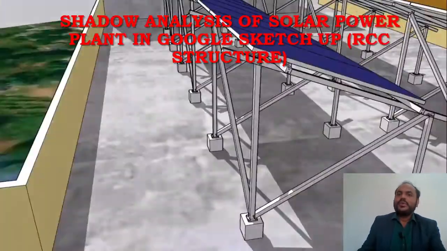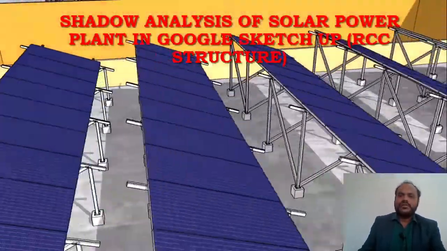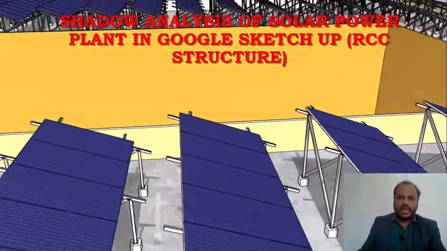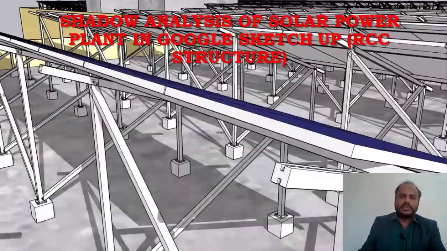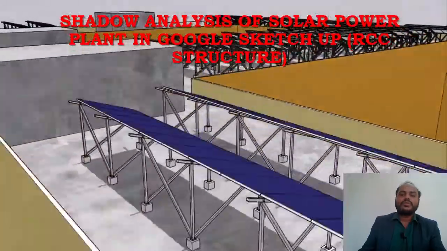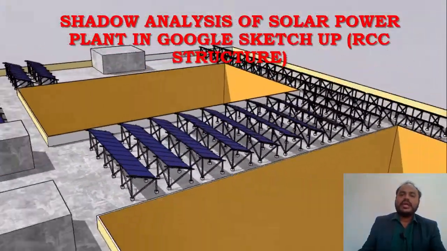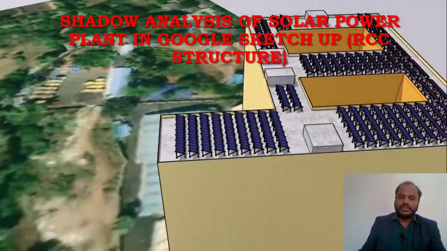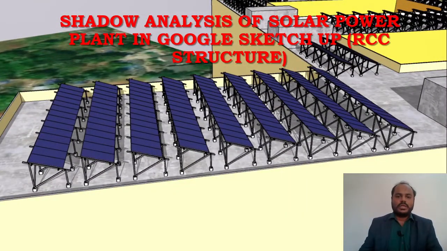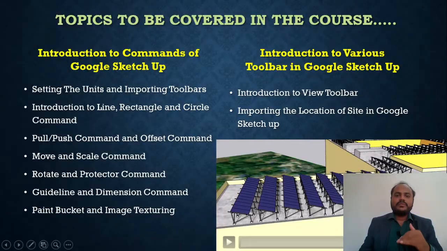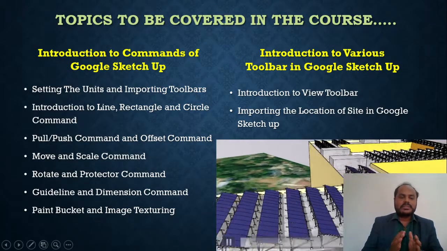So in this course, we're going to talk about the RCC structure, how we are able to construct the RCC structure according to the solar power plant which we are developing over here. Over that, we're going to mount the solar mounting structures, and over that, we're going to mount the solar panels actually. And we're going to talk about how we can do the shadow analysis for this particular solar power plant.